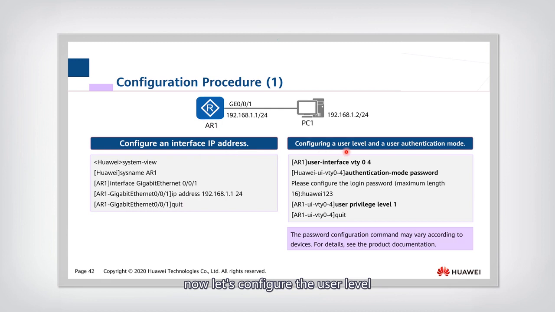Now let's configure the user level and the user's authentication mode. So we want to remotely log in to the device, so we need to configure the virtual terminal view mode. We need to use this command to enable the telnet login, then set the password, and then give a privilege level for this user. As we said, we have 16 different user levels and 4 different command levels. If we configure the user at level 1, then they can only view, they can only do some configuration, but they cannot do the high level management.